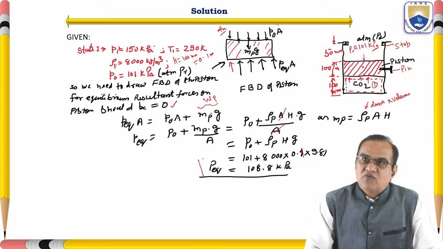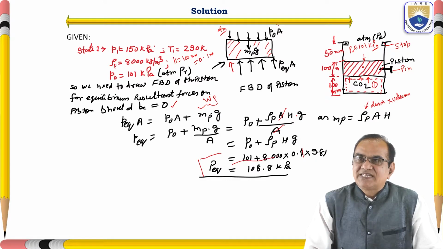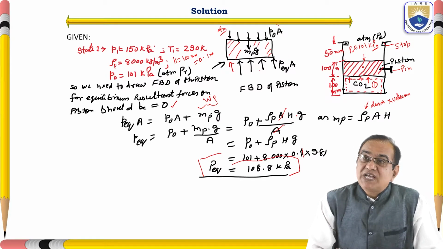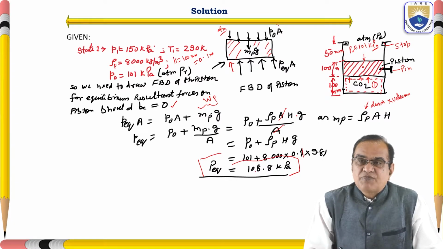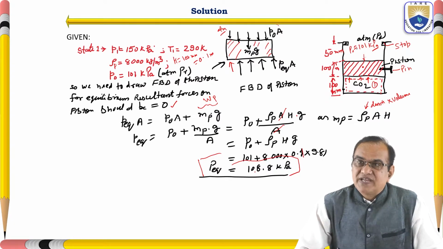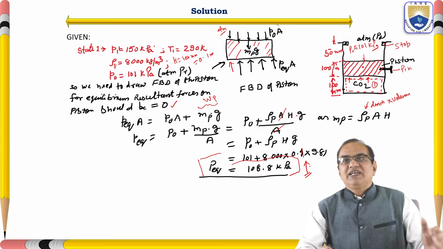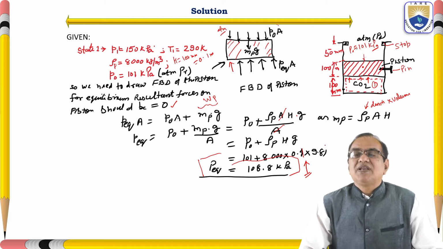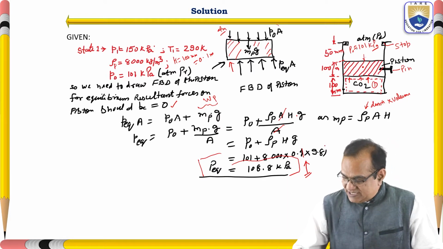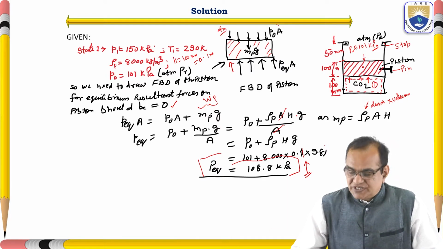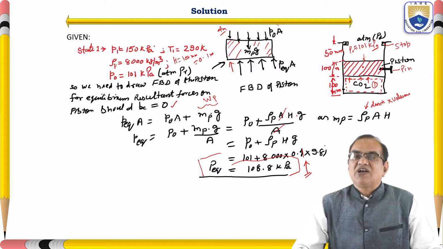So we got one very important thing, that this P equilibrium means the force which is pushing upward is equal to P equilibrium. So this much force is acting upwards. Net force on the piston is 108.8 kilopascal upward. From here onwards we will see up to what distance it will be able to travel. That is the next issue, whether it is hitting or not.